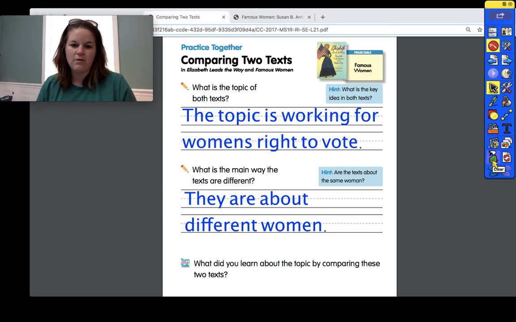And while you're doing that, I'll talk just a little bit. We learned that because we compared these two texts or two stories, we learned that more than one person had to fight for women to get the right to vote. And we learned about two different ones and how they had some ideas and fought for that to happen.